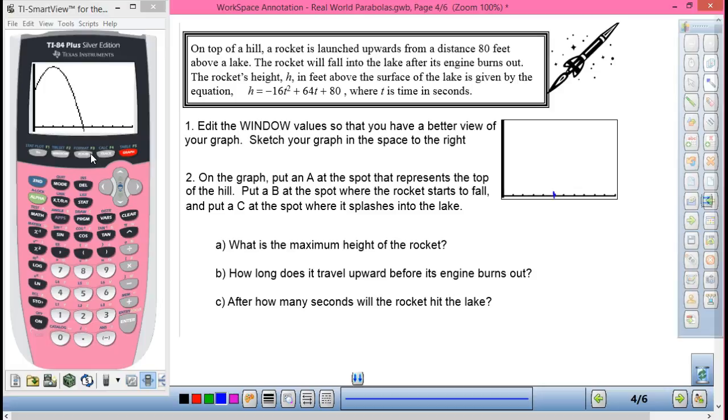As the pocket starts to fall, going downwards is where they want their B. I will tell you this, your A and your B should not be the same spot. You might have to rethink your A. And your C is that splashdown. Then you guys are going to do A, B, and C.